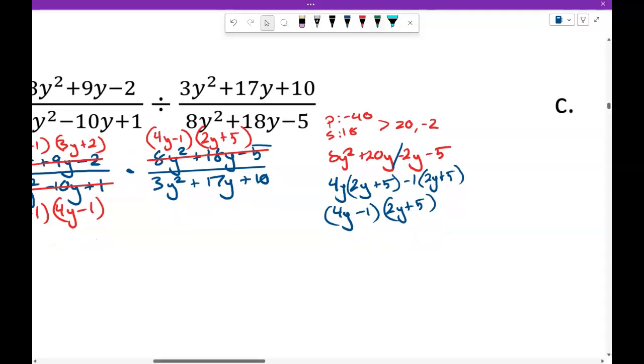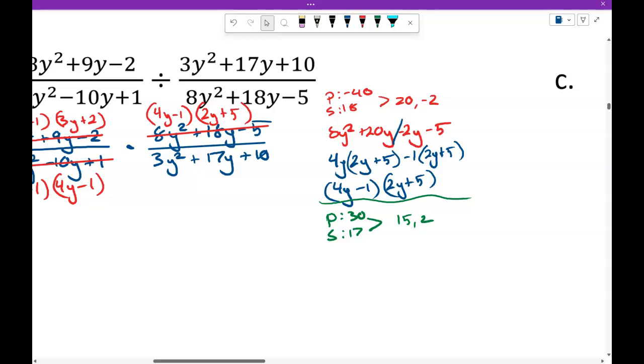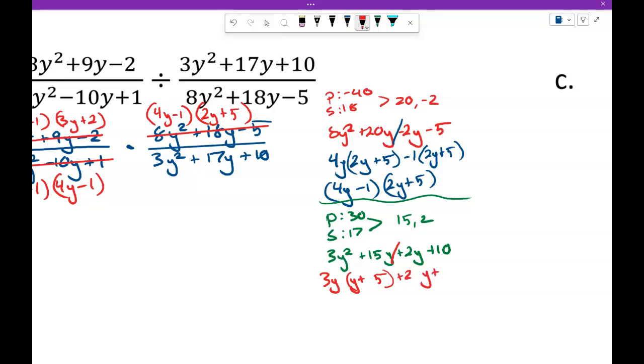And then for our last denominator, product of 30 and a sum of 17. That's going to give us the numbers 15 and 2. So 3y squared plus 15y plus 2y plus 10, leaving us with factors 3y plus 2 and y plus 5.